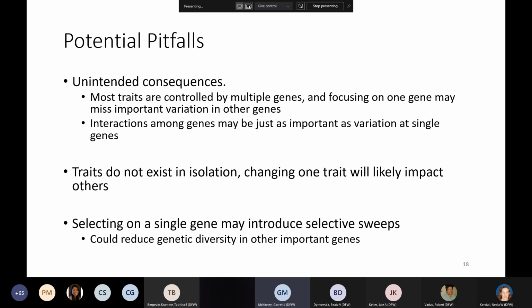Traits don't exist in isolation, so changing one trait will likely impact other traits. And without a good understanding of what's going on, we might actually introduce negative consequences in other traits. And then at a genomic level, selecting on a single gene may introduce selective sweeps. If there was one particular genetic variant that we are interested in and we keep selecting for that and excluding anything else, then that's going to reduce diversity around that particular variant. And there may be other important genes there that we start losing important diversity in and causing maladaptation.